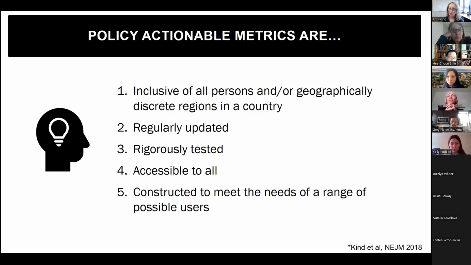You can imagine trying to pass new policy guidelines or laws on a metric that no one could see and no one could access. The public would be up in arms. So they have to be accessible and understandable by a wide swath of society, not just academics or researchers. And then ultimately constructed to meet the needs of a range of possible users. Again, getting us outside of academia is critical here.